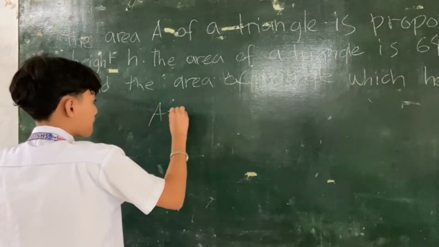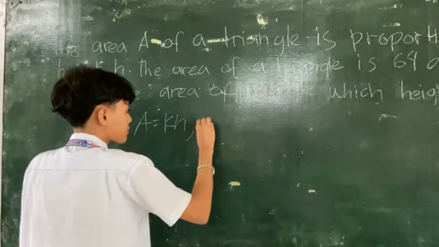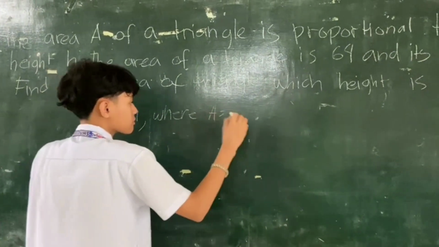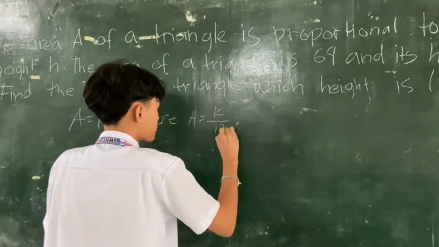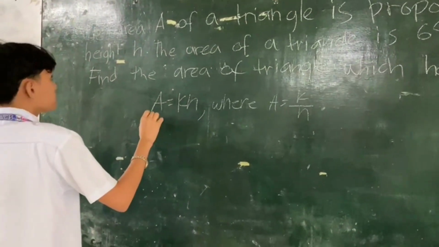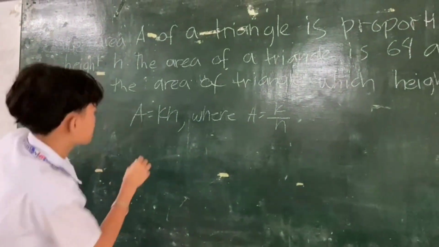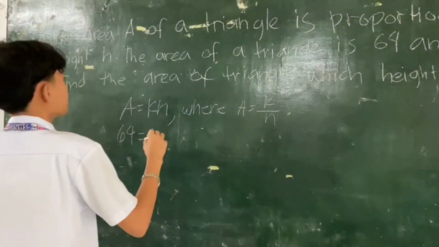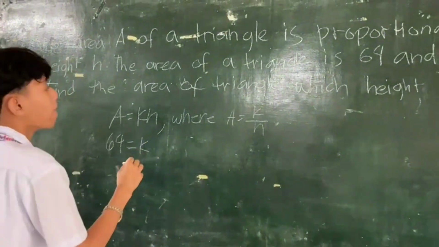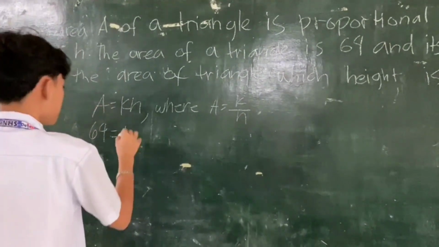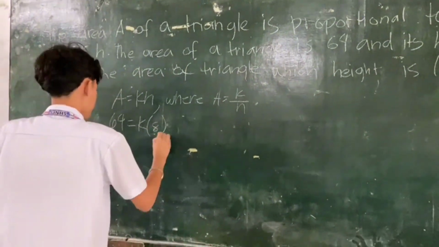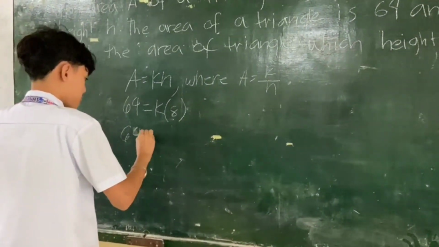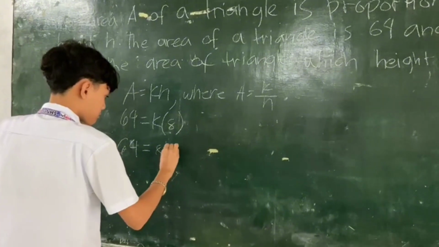So let's first write the mathematical equation where A is equal to K times H, where K is equal to A over H. So the missing part of this equation is the constant. By the substitution property of equality, replace the value of A, which is 64, is equal to K times the height of the triangle, which is 8, so 64 is equal to 8K, because 8 times K is equal to 8K.